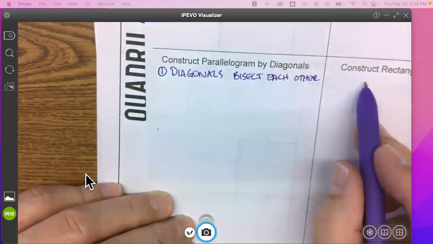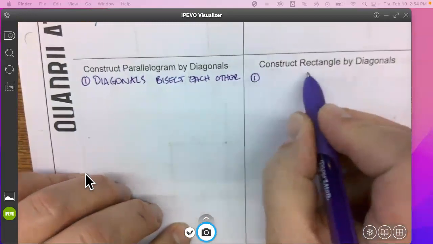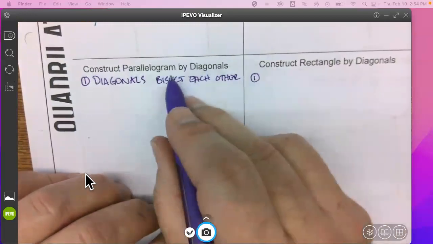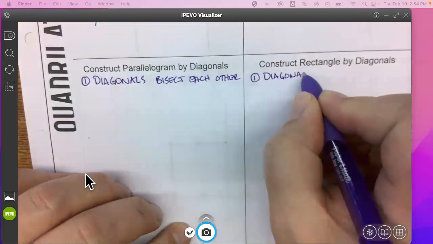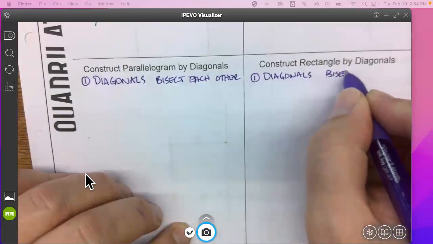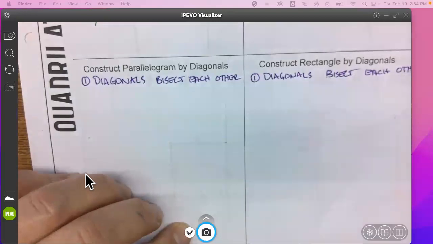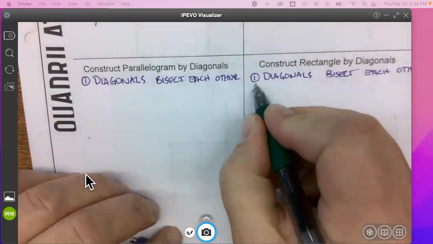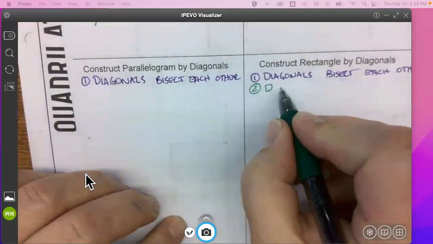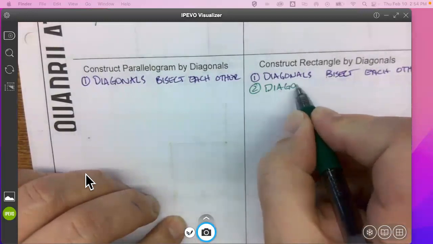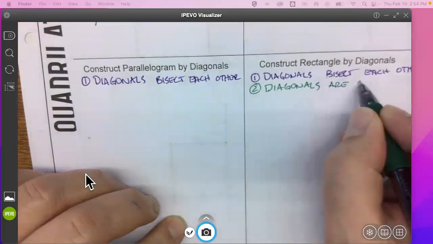And is that also true for a rectangle? Do they bisect each other there too? Sure, because rectangles are parallelograms. So anything that's true here is also true here. And someone made a comment that diagonals are congruent. That's true in a rectangle. Remember my window installers? That's the difference between rectangles and parallelograms.